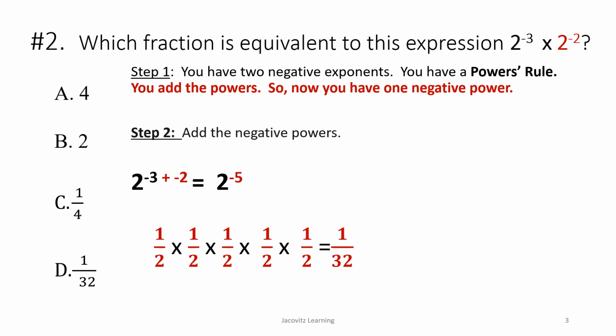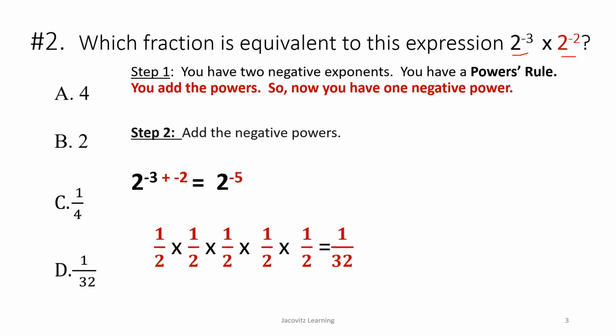Here's the thing. This is the same problem, but guess what? It changed. So it's 2 to the -3rd power times 2 to the -2nd. You can call this 2 negative cubed, 2 negative squared. But you have a powers rule. Powers rule says that this -3 plus this -2 makes this a -5.